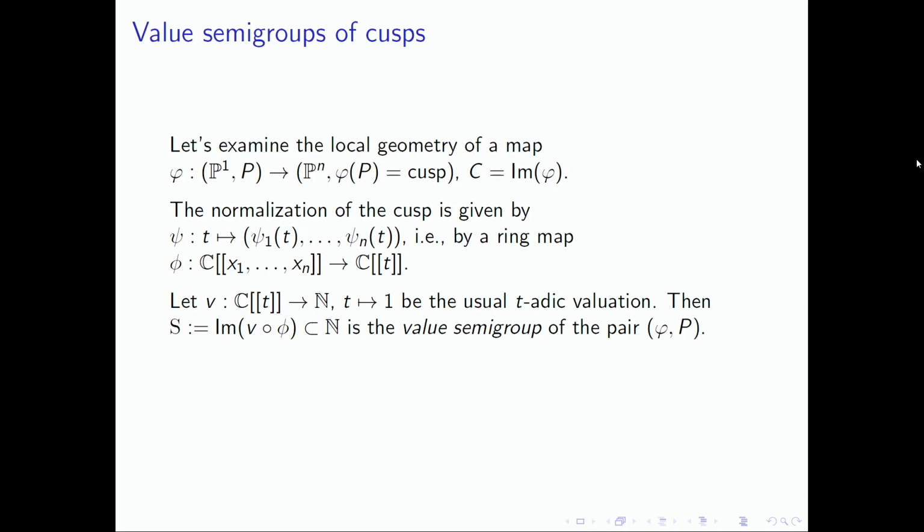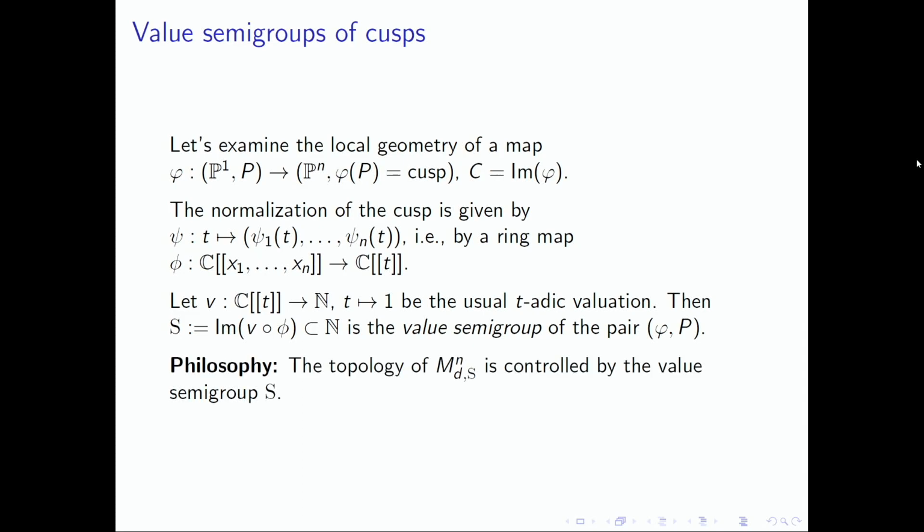Okay, so the image of this composition is what I call the value semigroup of the cusp, or of this pair consisting of a map and the preimage of the cusp. And here the philosophy is that whatever this parameter space of unicuspidal rational curves of a given degree with a cusp of given value semigroup is, whatever this M_{D,S} actually is, somehow its topology should be controlled by S itself.